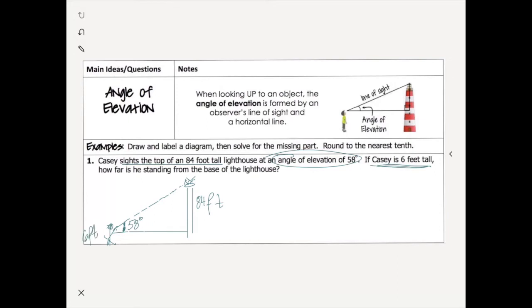Now, the actual question that is being asked is, how far is he standing from the base of the lighthouse? Remember when we talked about this, we said that base means bottom. So how far is he standing from the bottom of the lighthouse? So this right here, this is the bottom of the lighthouse. How far is he standing from the bottom? This would be x. So similar to the other problems we have solved before, we are trying to figure out which trig function we need to use in order to solve the problem. So I'm going to go ahead and write SOHCAHTOA.